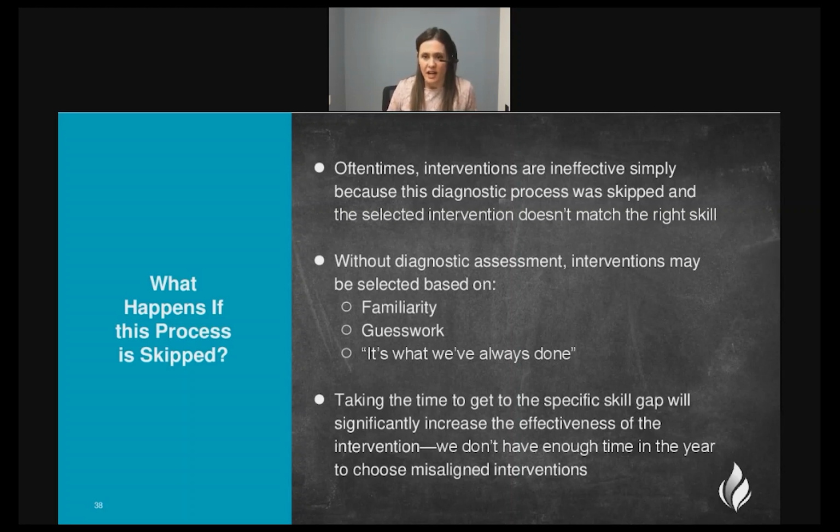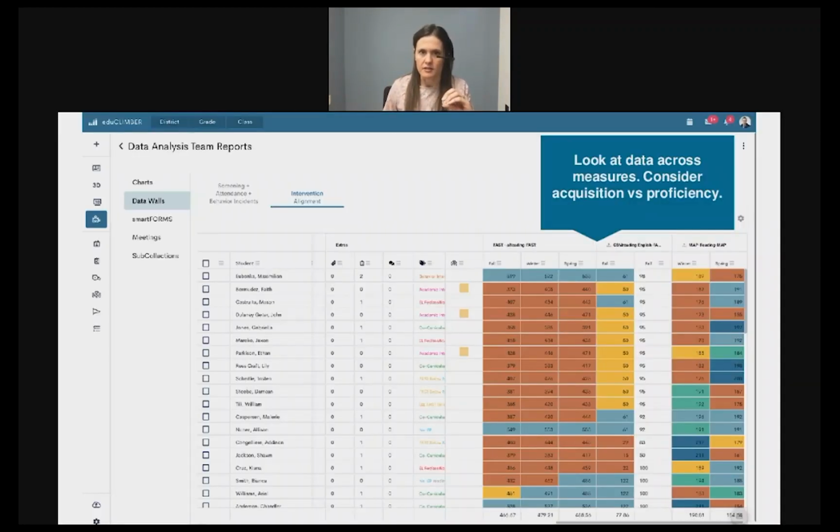We don't have enough time in the year to choose interventions that aren't really aligned. And again, the greater the need, the more alignment we should have in place. So how do we do that? It's really important that we have multiple data points. Something that I would recommend, and you may have noticed I said the words data analysis team, and I had a little resource on the bottom of that slide. I learned a lot of this from Dr.